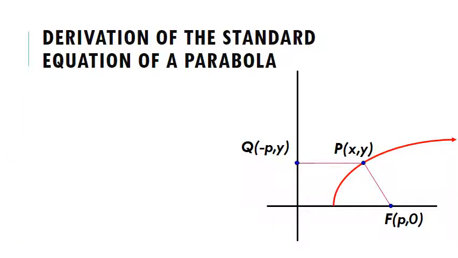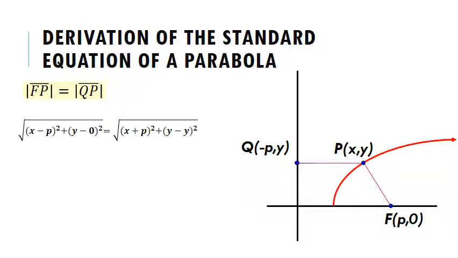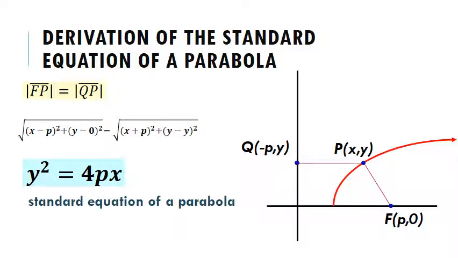Now, in derivation of the standard equation of a parabola, ito ang gagamitin natin. Sabi natin, the distance from P to F ay equal lamang sa distance ng Q to P. So, using the distance formula na na-discuss natin before, plotting the coordinates given naman ng ating mga ordered pairs. Hindi ko na ipapakita kung paano siya i-simplify. But at the end, simplifying the equation, we'll get y squared is equal to 4px. And this is the standard equation of a parabola.